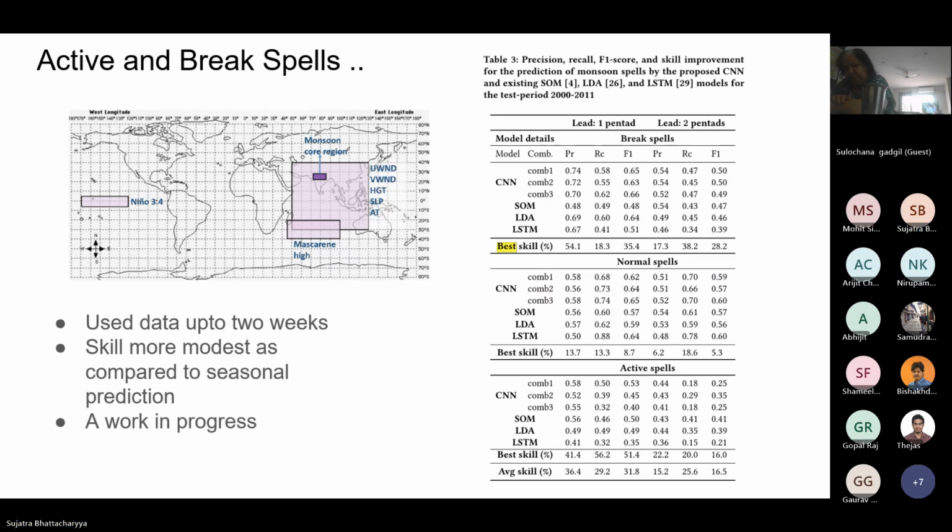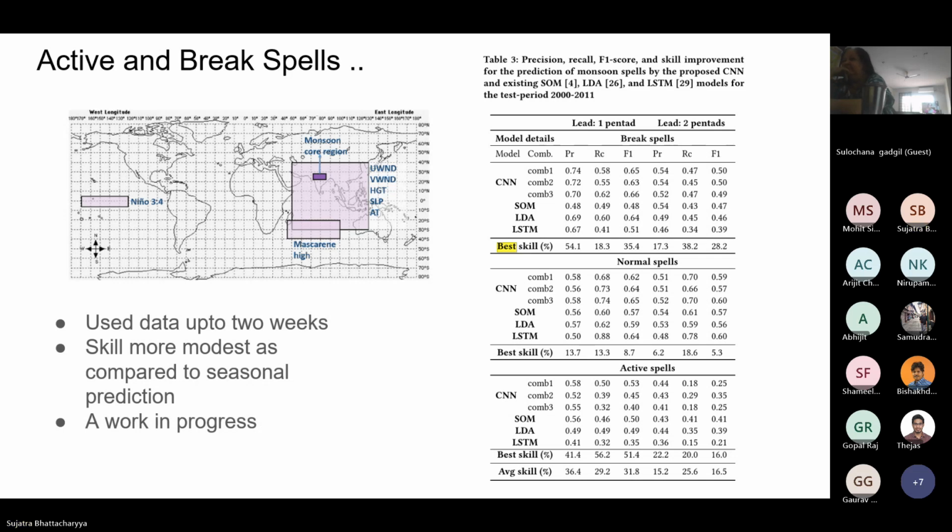When we looked at the inputs, we knew that it will certainly have an impact, so we used it as one of the inputs. In addition to the variables, the winds, the geopotential height, sea level pressure, and air temperature, we said, okay, we know that this kind of affects both active and break spells. So we use it, and we also know that geopotential height can play a role in modulating the strength of the monsoon. So these were the variables that we took.